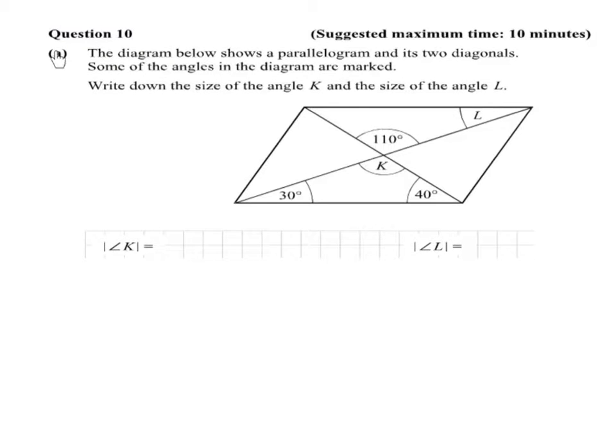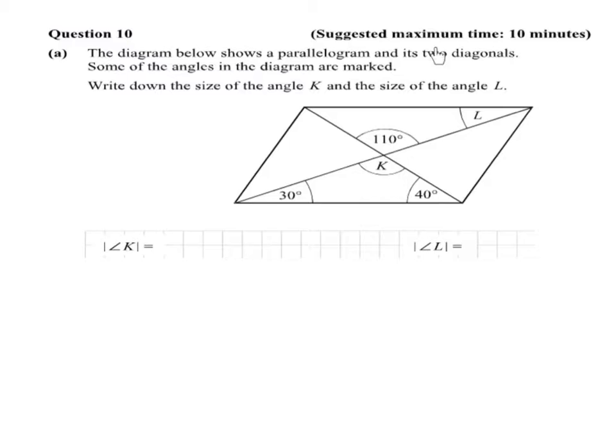Question 10, Part A. The diagram below shows a parallelogram and its two diagonals. So this is the parallelogram. It's a four-sided shape, or a quadrilateral, that has two sets of parallel lines. Parallel lines are lines that never meet. So this line is parallel to this line, it's going in the same direction, and this line is parallel to this line, it's also going in the same direction.